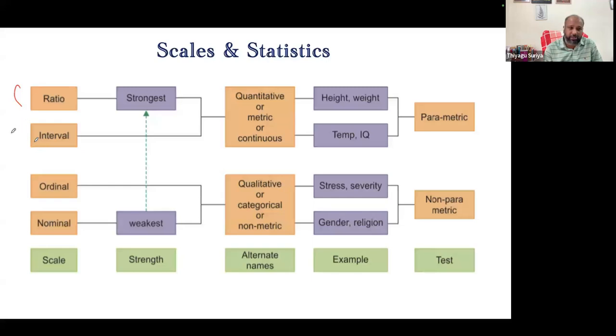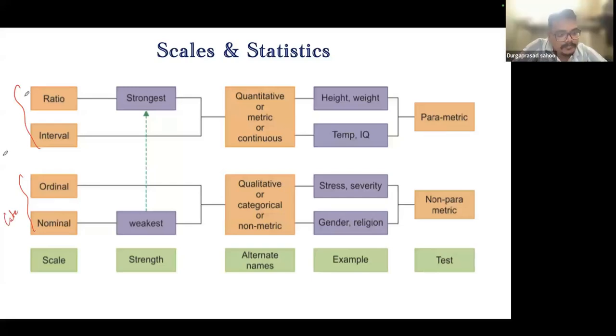Now we can see these two things. What about ratio and interval? That is called continuous. Ordinal and nominal are called categorical. Yes, this is called continuous. These are the two things you must be aware of.